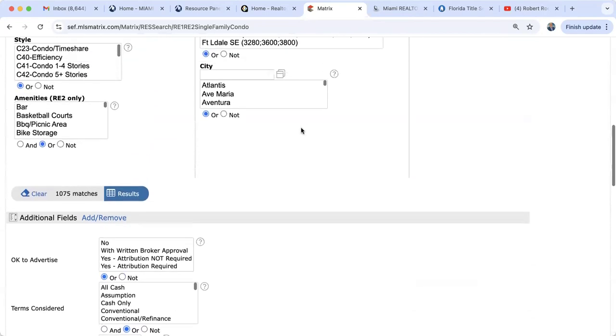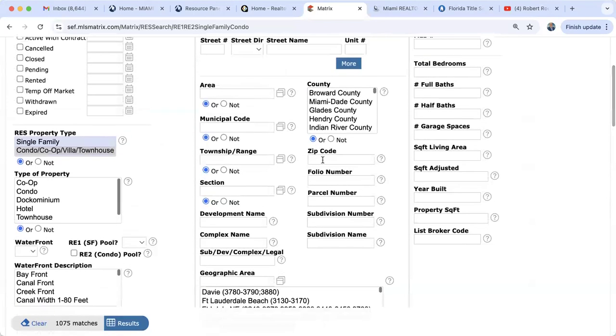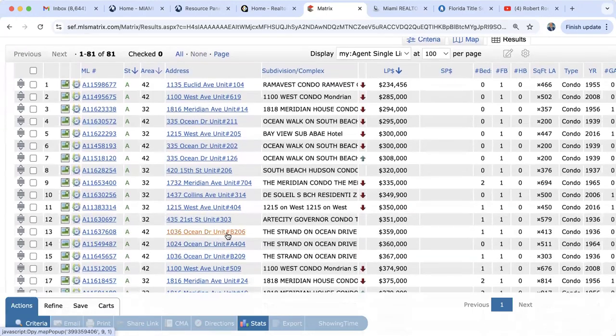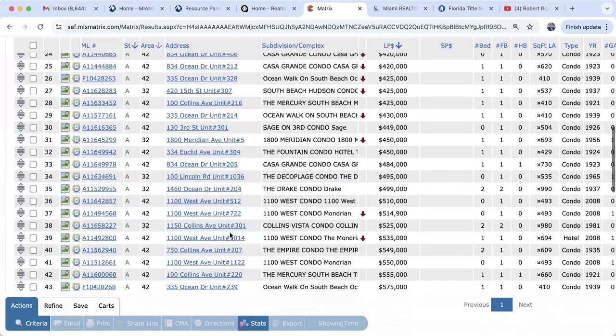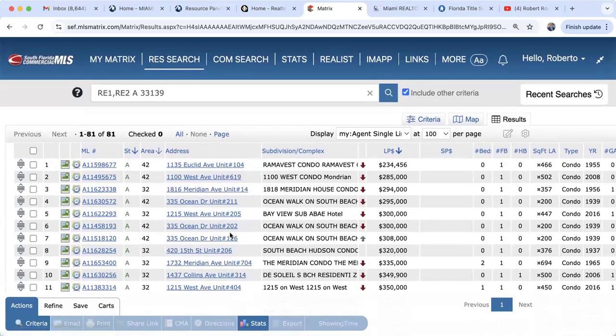And of course, those are like VRBO and Airbnb kind of deals, right? And then I come here and I say zip code 33139, which is South Beach. We're at 81 properties. So perhaps there are more properties than just these, but these are the ones that the realtor has already indicated to us that daily rentals are allowed. So if we are absolutely in search of that right property where we can buy and rent out daily, then these are it right here.